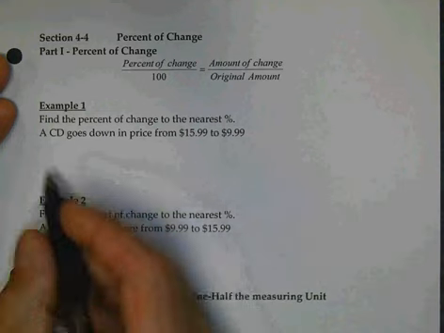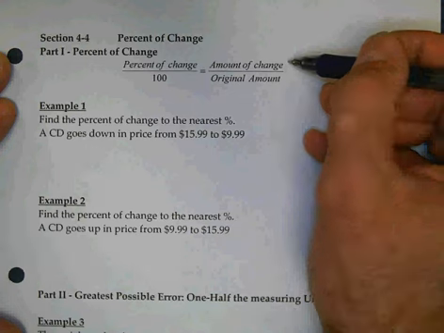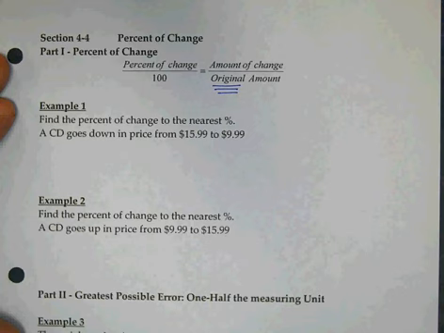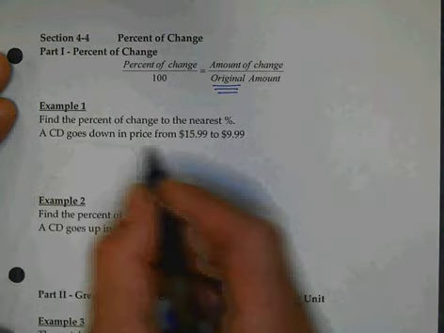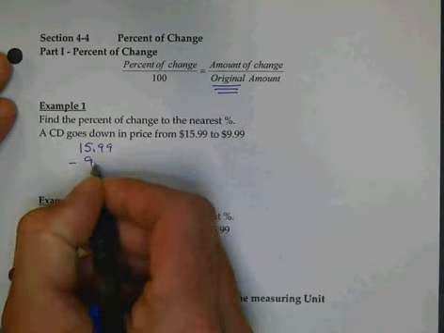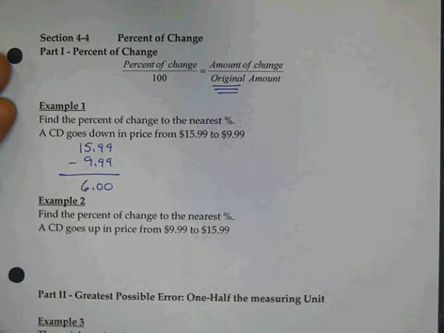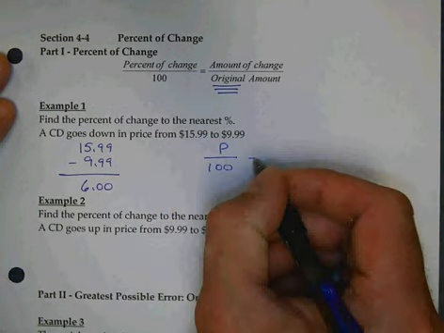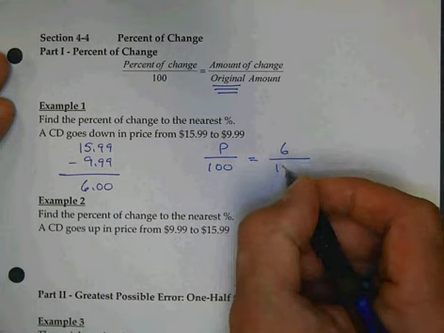So what we're going to do to figure this out, we say the percent of change over 100 equals the amount of change divided by the original. And underline original there because the original is the key idea that you divide by. So here we have the CD going down in price from $15.99 to $9.99. So how much did it go down? Okay, it went down by $6. So we set up our percent of change. P over 100 equals $6, as Nate told us, divided by the original, which in this case is $15.99.